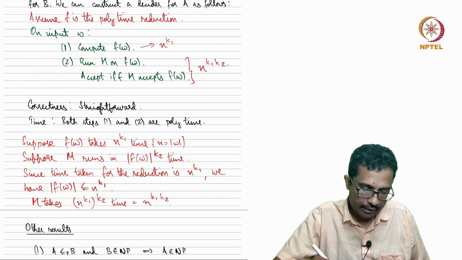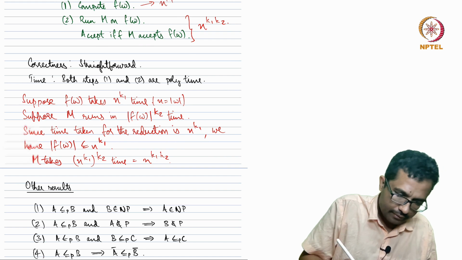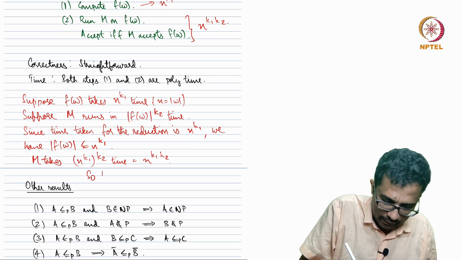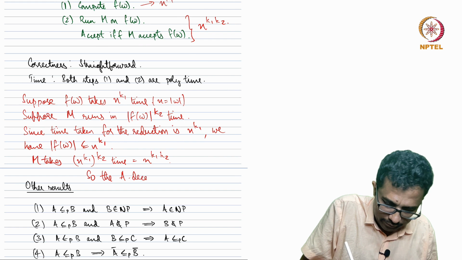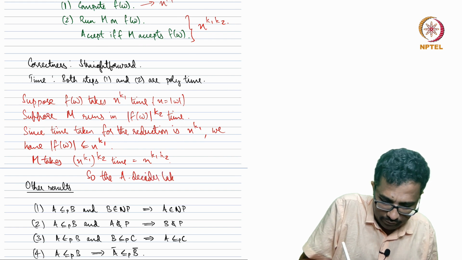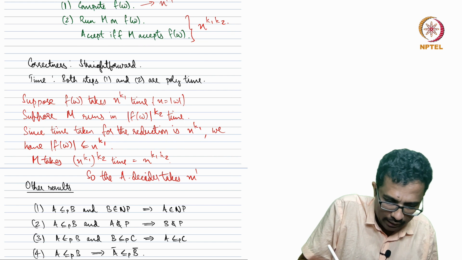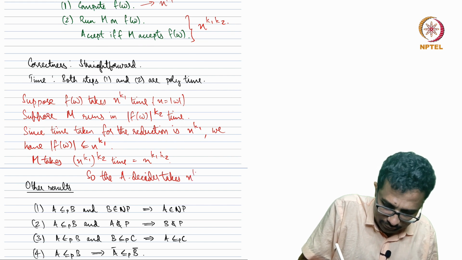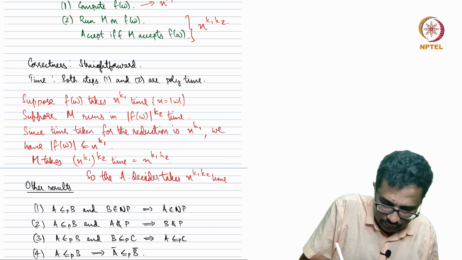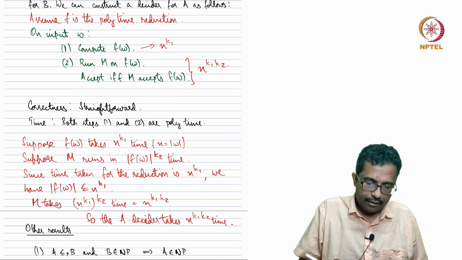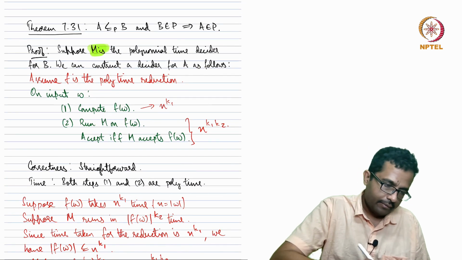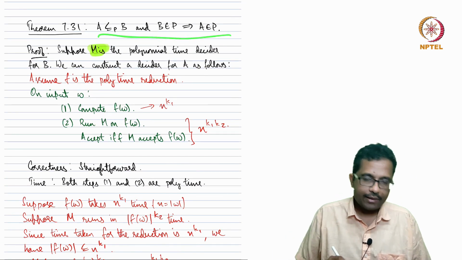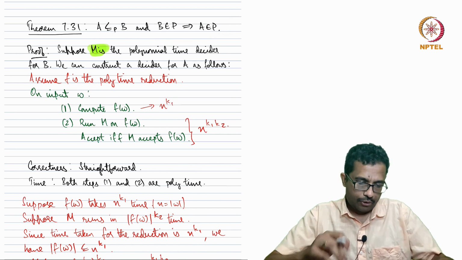So the decider for A takes n power k1 k2 time. So this is polynomial time, polynomial in the length of the input, right? So that's the proof. The proof is very simple.